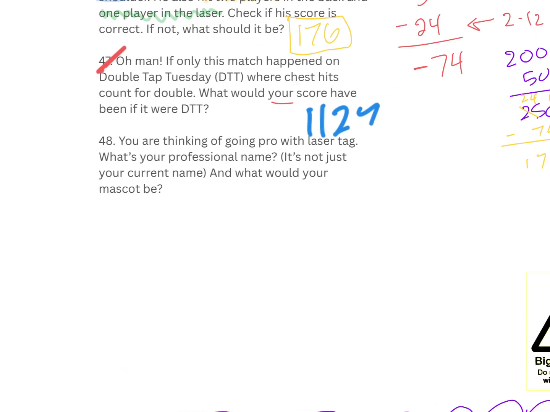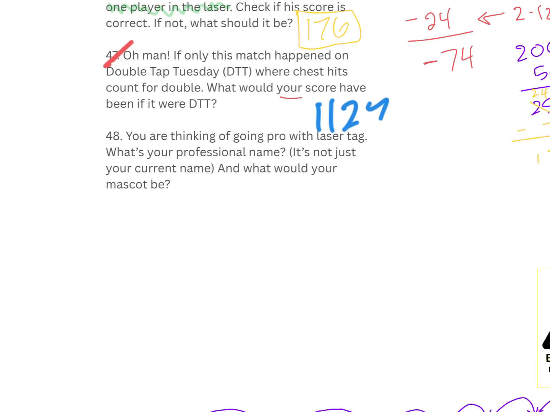And then this last one, it's just for fun. Try to end it on a positive note. You are thinking of going pro with laser tag. What's your professional name? It's not just your current name. So if you just choose to be Lexton and that's your name, no, come on, come up with a pro laser name. Let's see. Mine would be, of course, McLaser, and I'm not going to spell it with an S. McLaser. And what would my mascot be?